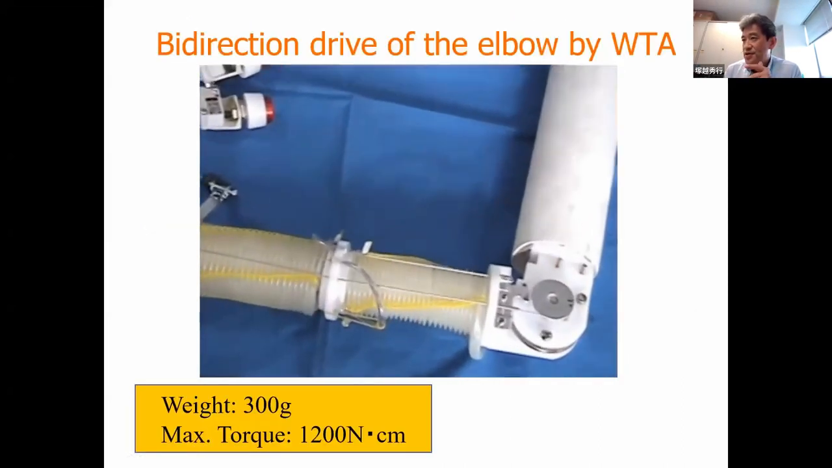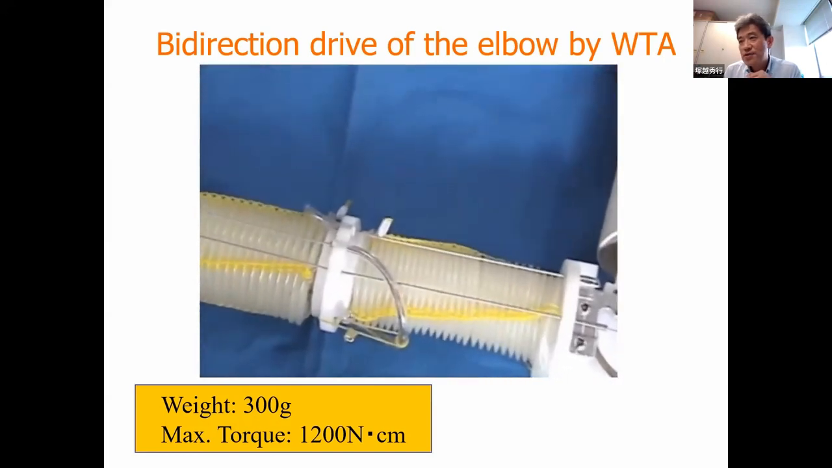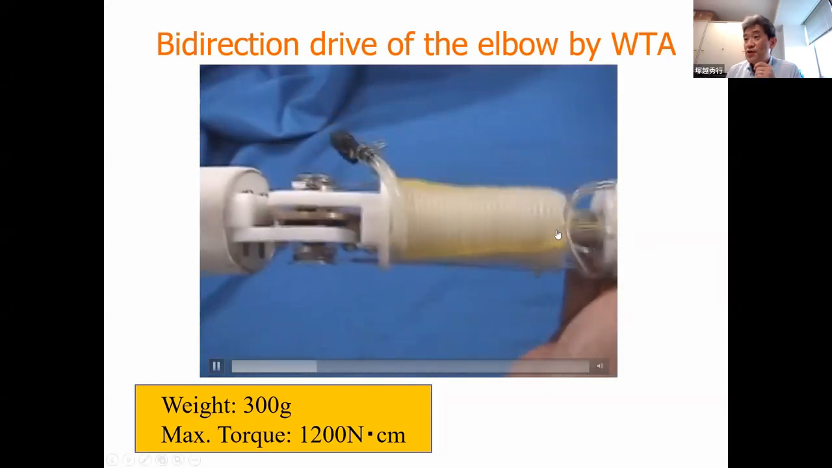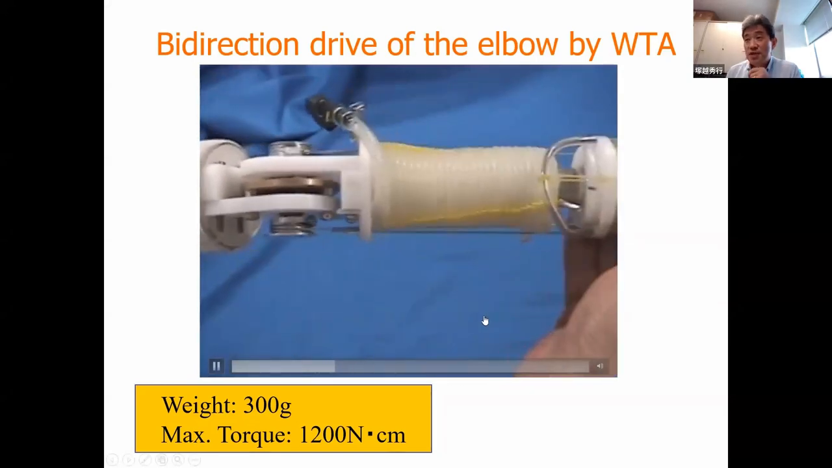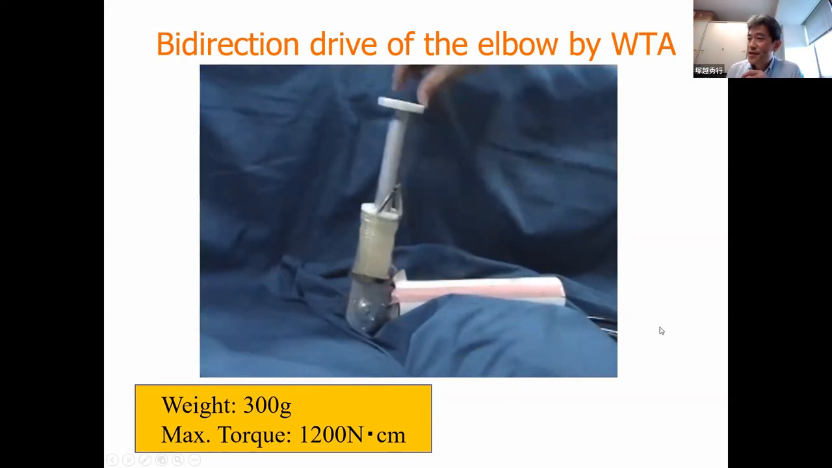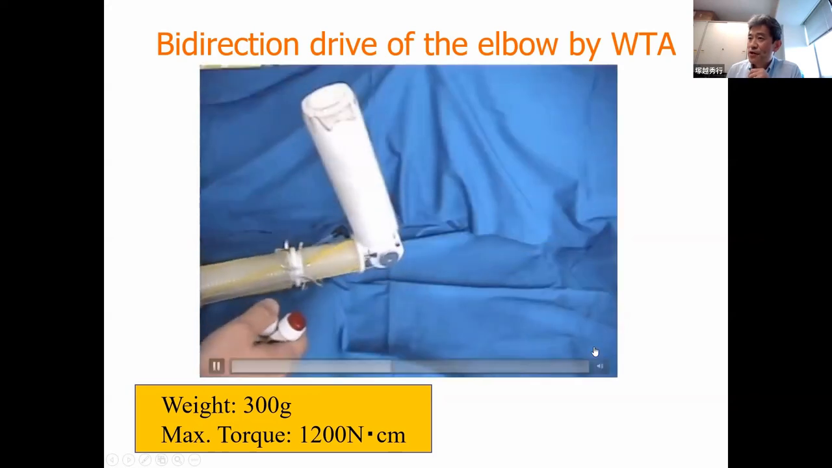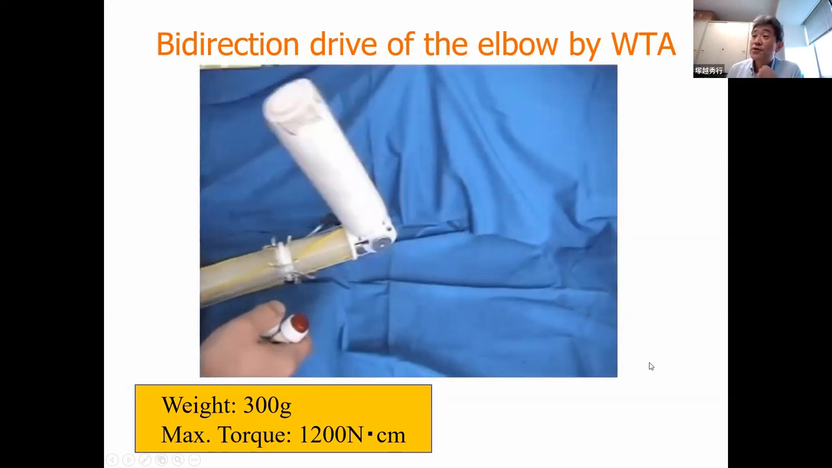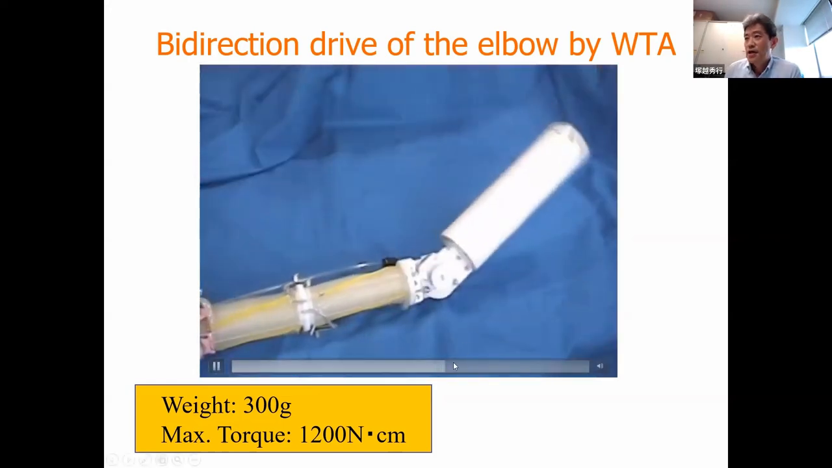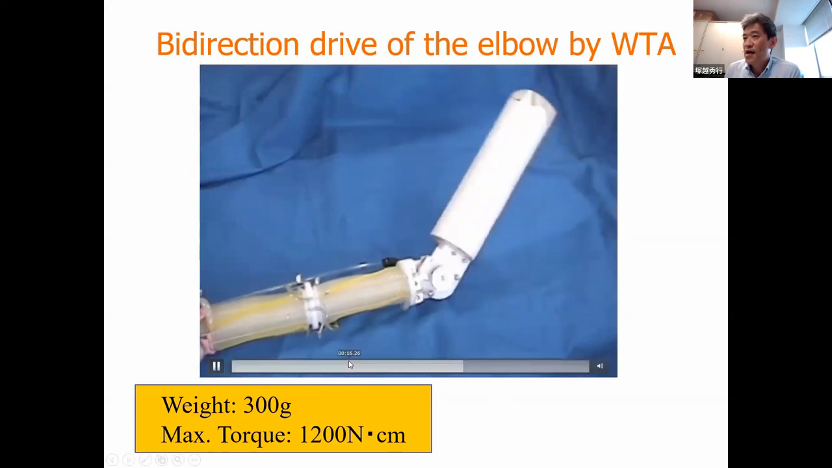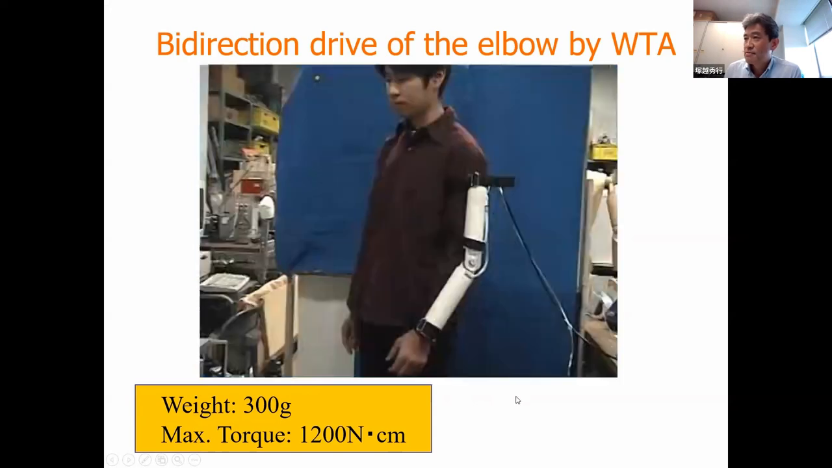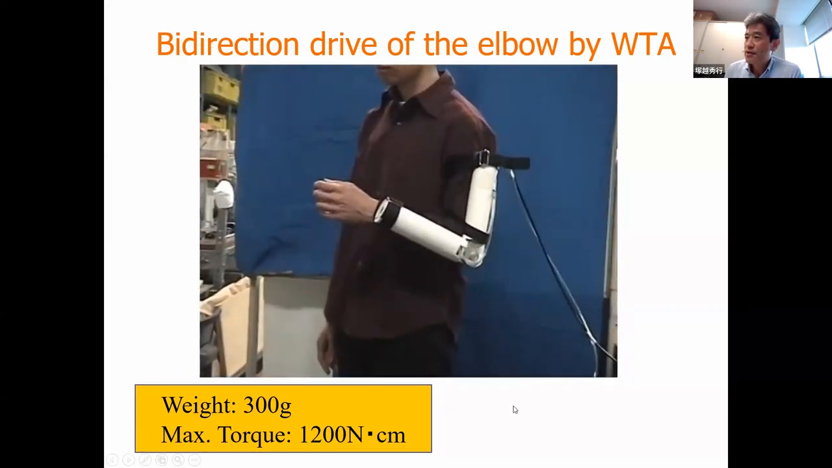This is the elbow assist motion device, and it is composed of the two WTAs pressurized by the pneumatic. Since the structure itself has spring-like materials, it has a very softness. And then by adjusting the air for the output part, you can control the joint motion.